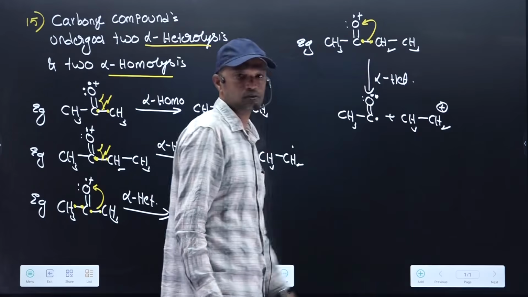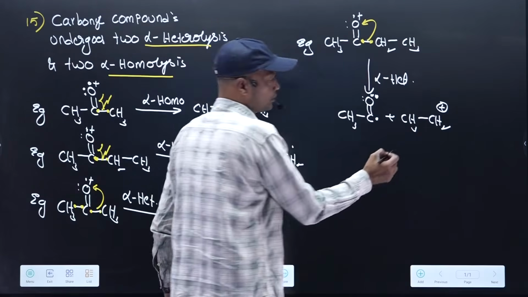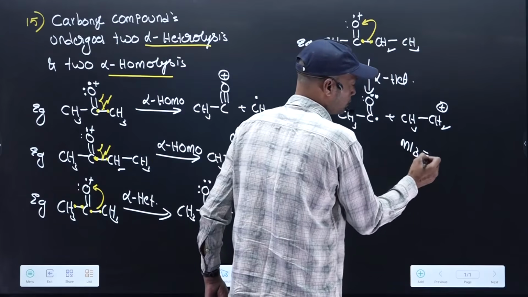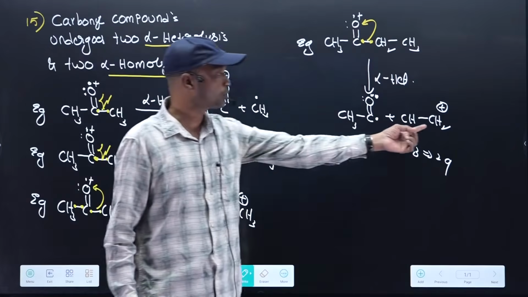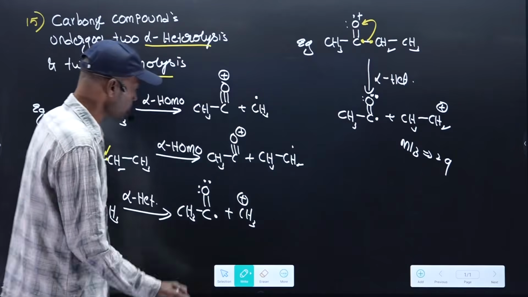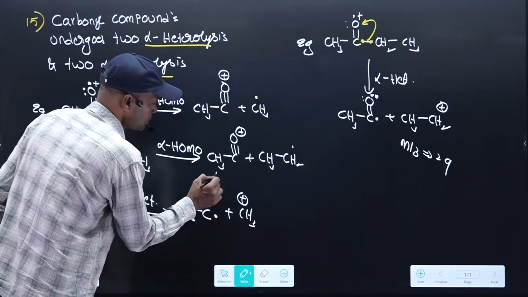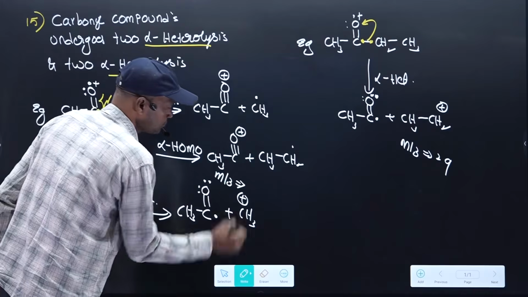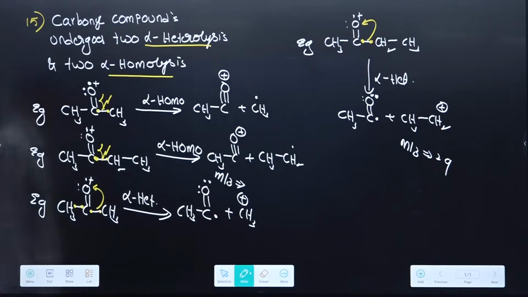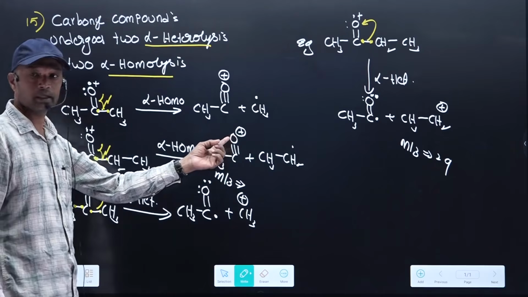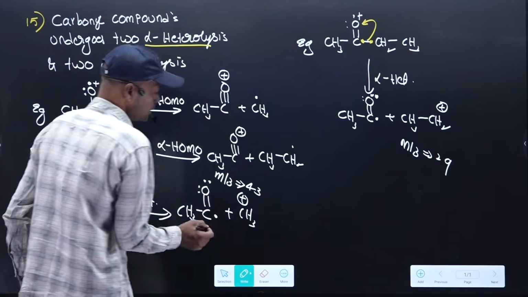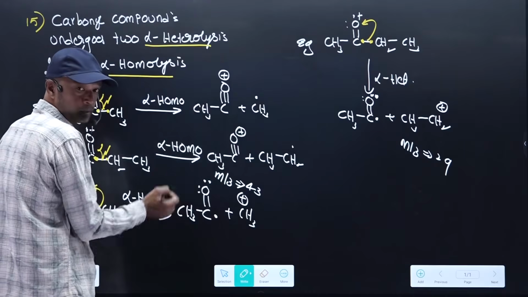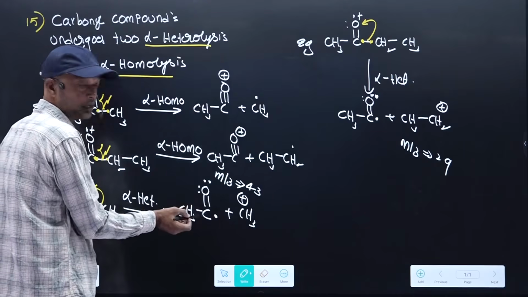What is the m/z value of this one? The m/z value is 29: 12 plus 12, 24; 24 plus 5, 29. And what about this acyl? Acyl m/z value: 1, 2, 3, 36 plus 4, 43. The m/z value is 43, or not? This you remember. I am not writing an m/z value for this fragment. Why? Because it is a radical.